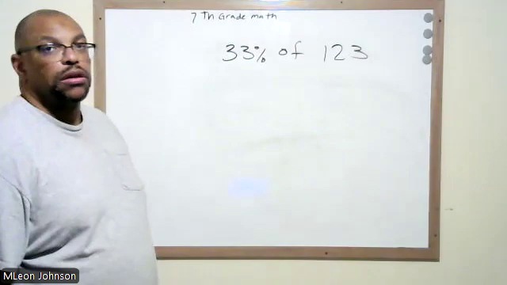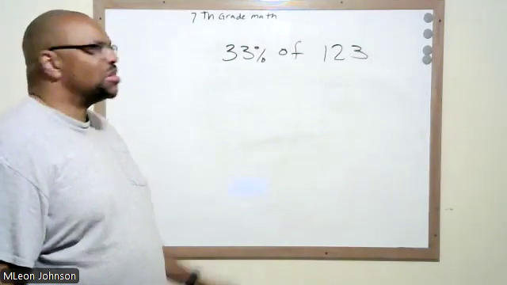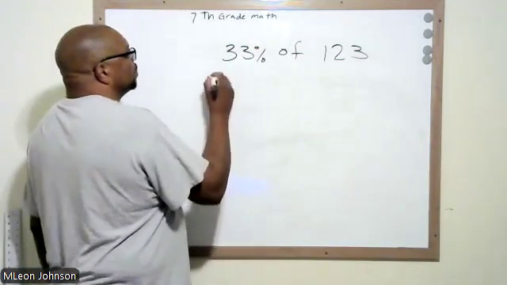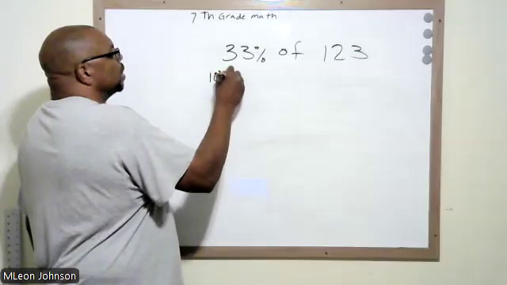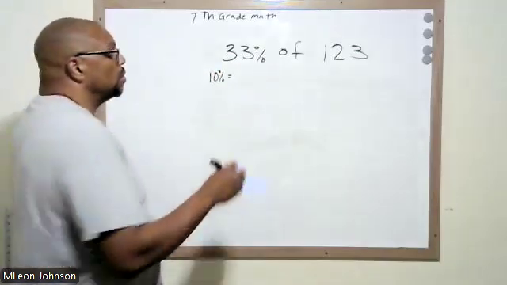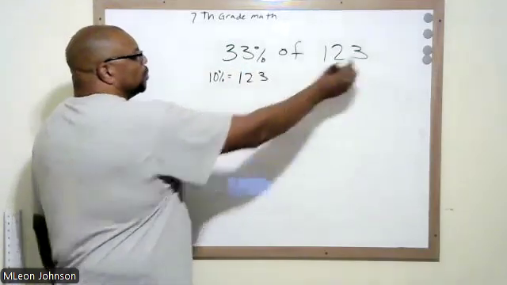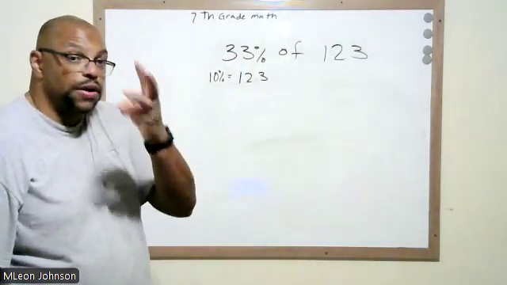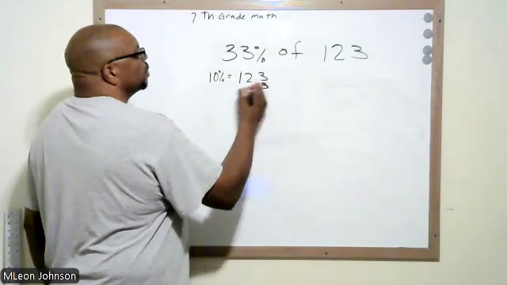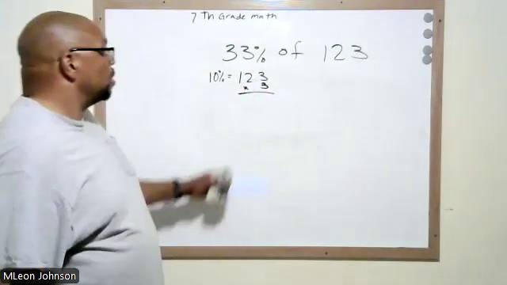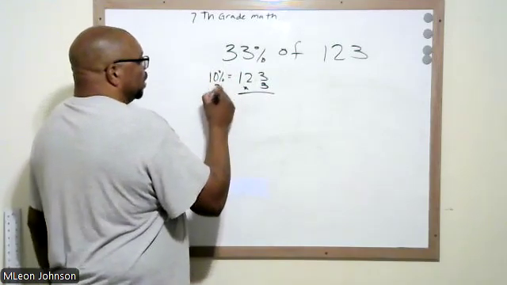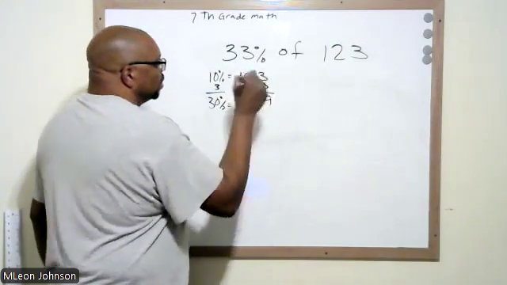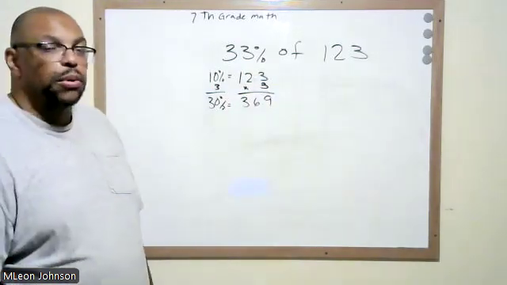33% of 123. So the very first thing you're going to do is start with the tens place, the 10%. 10% equals, what does it equal? That's right, 12.3. I don't want 10%. I want 3 of the 10%, right? 10, 20, 30. So I need 3. So multiply this by 3. Once I multiply that by 3, we get 30% is equal to 36.9.